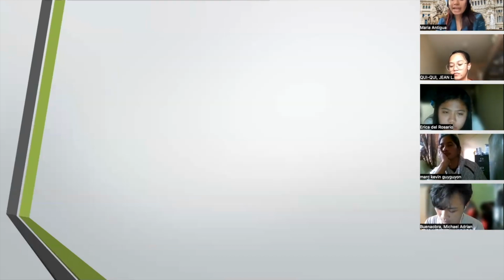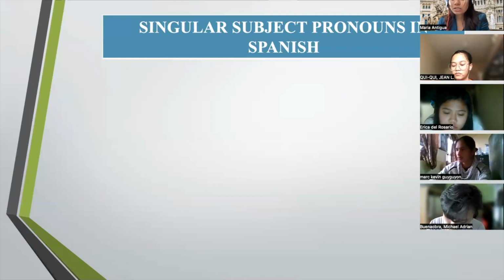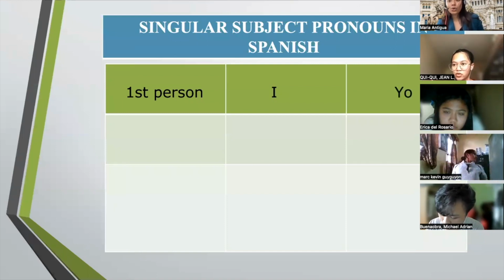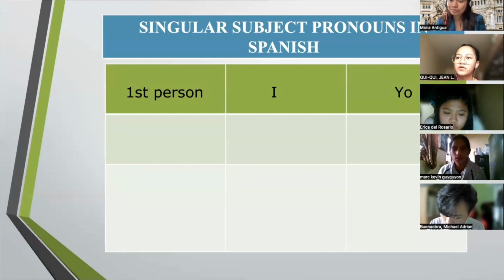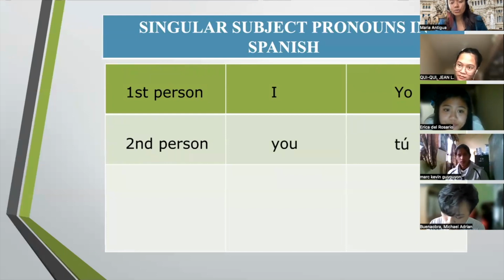Now we will look at the Spanish counterpart naman. Eto na, please ready your pen and paper. Singular subject pronouns first. First person, of course, in English is I. In Spanish, it would be yo. Repite, por favor. Yo. Yo. Okay. Second person naman, tú.